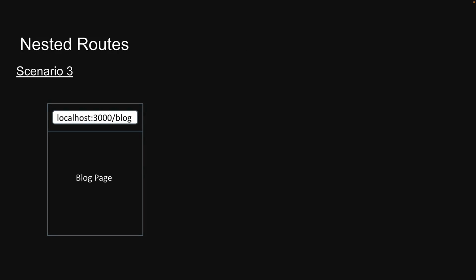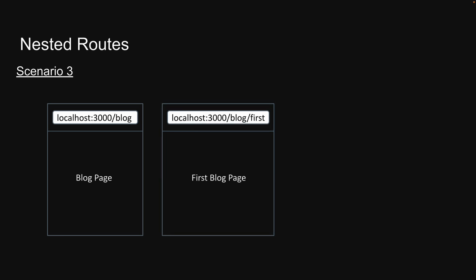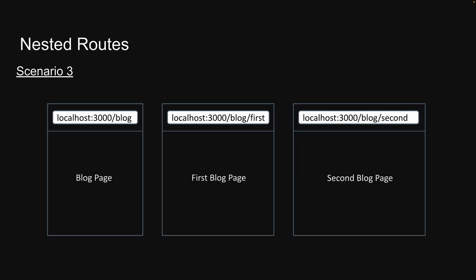Scenario number 3 requires us to render a page when the user navigates to the URL localhost:3000/blog. Additionally, we need to render a page for localhost:3000/blog/first and another route for localhost:3000/blog/second. Let's see how we can achieve this using the app router.